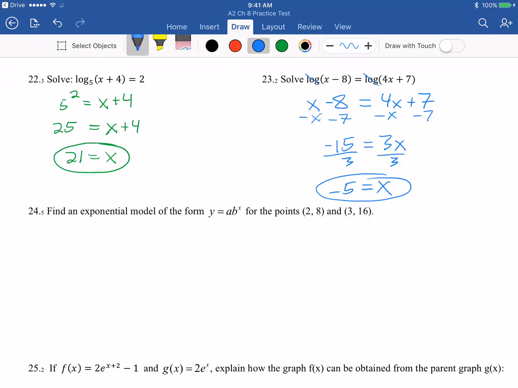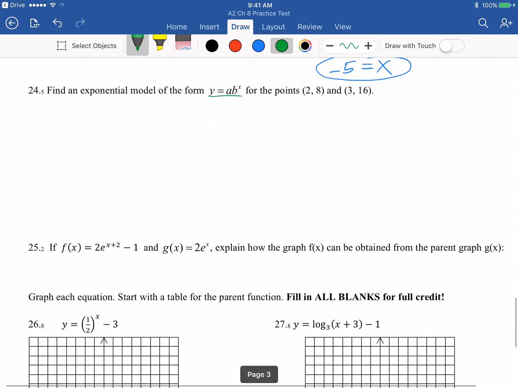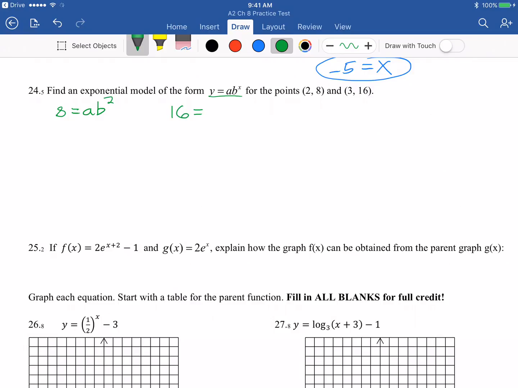All right, 24 is like these exponent models that you guys were liking a lot in class. So we have this y equals ab to the x. So to find this exponent model, we can plug these guys in. I get 8 equals ab squared. And then I have 16 equals ab cubed. Okay, just plugging those x, y's in for those equations. All right, next you have to solve one of those equations for a, so I'm going to divide this guy by b squared, so now I get that a equals 8 over b squared.